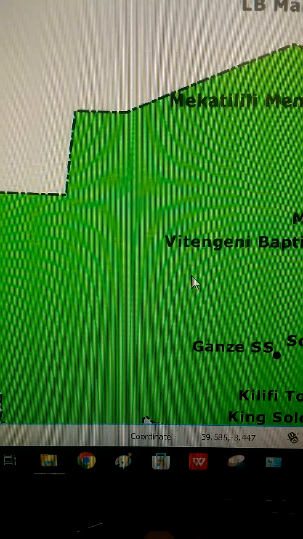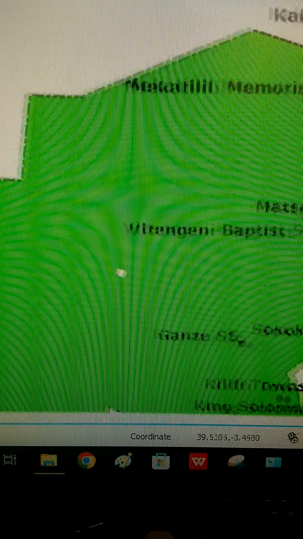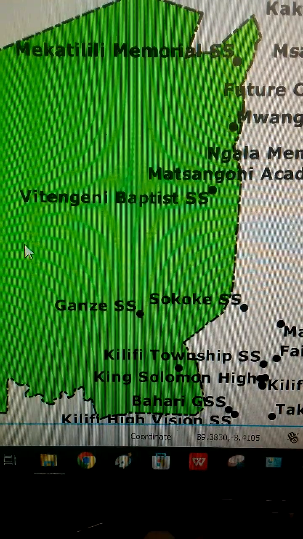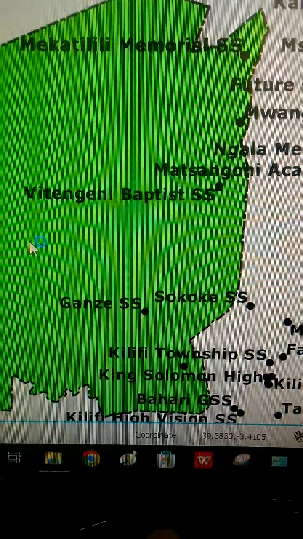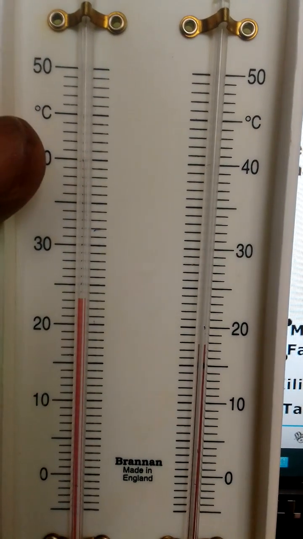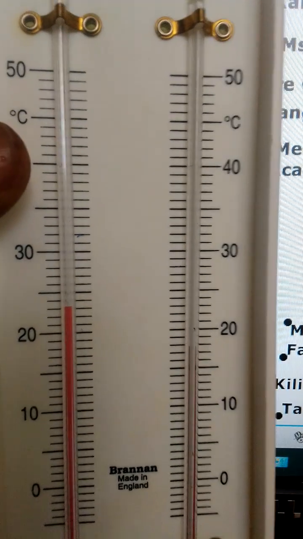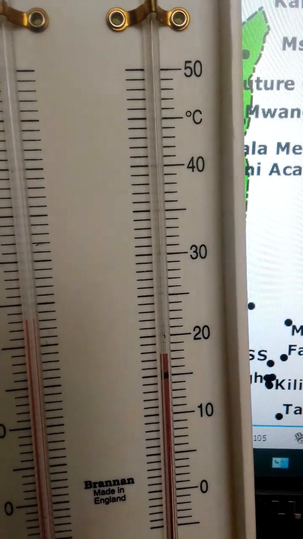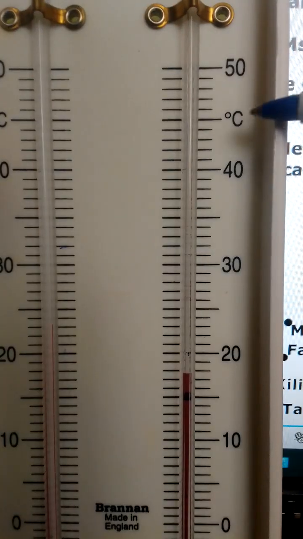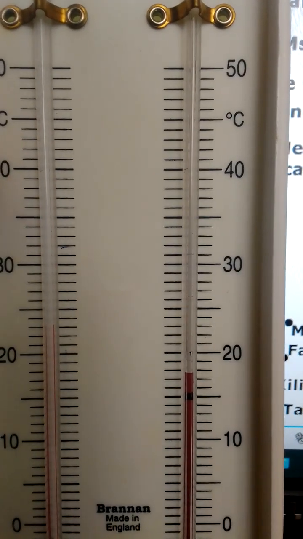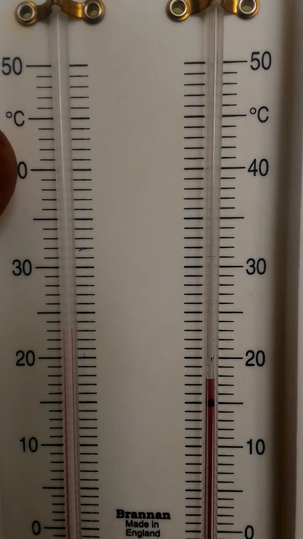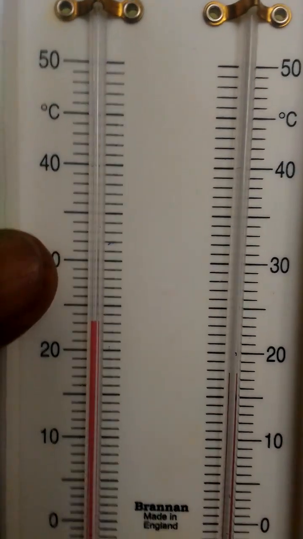Now, I want to talk about the wet bulb hygrometer, which is used to measure humidity in a weather station. This is how it looks. This is a wet bulb hygrometer. It has two thermometers, the dry bulb and the wet bulb, all right? This is the dry bulb thermometer. This is the wet bulb thermometer. The two thermometers are ordinary mercury in glass thermometers, all right?